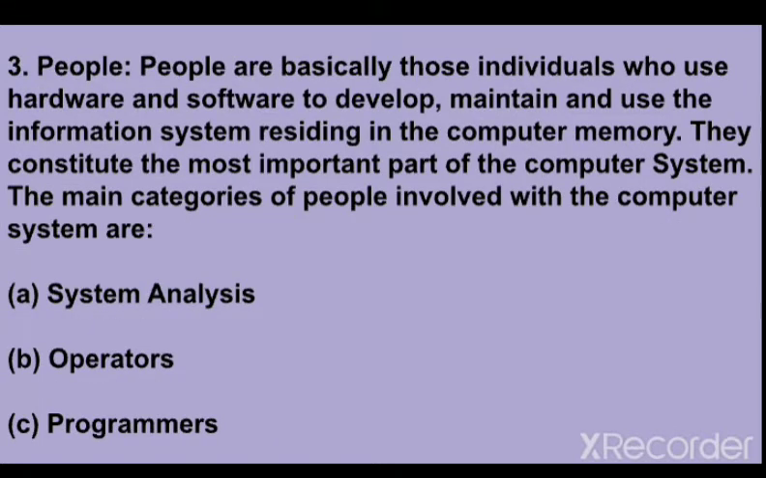The third element is people. People are those individuals who use software and hardware to develop, maintain and use the information system residing in the computer memory. They constitute the most important part of the computer system. The main categories of people involved with the computer system are system analysts, operators and programmers. So people are the persons who are working on the hardware and software.